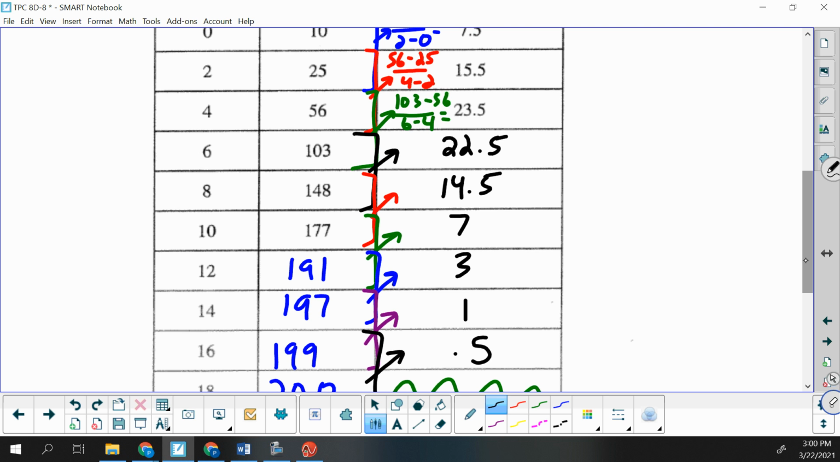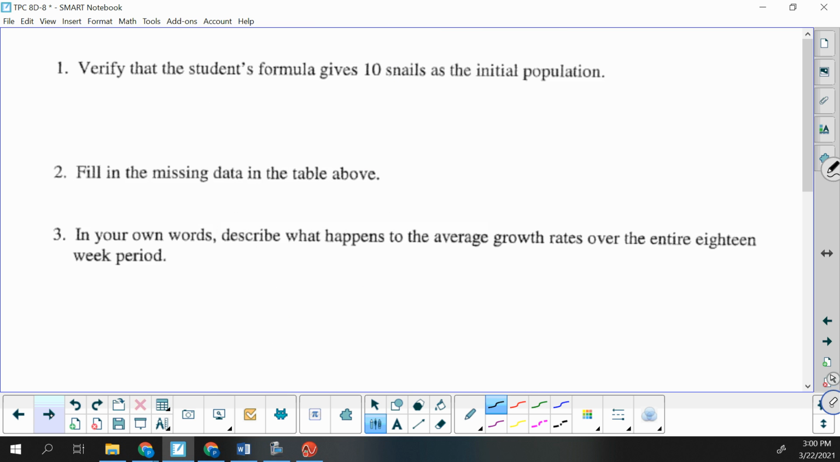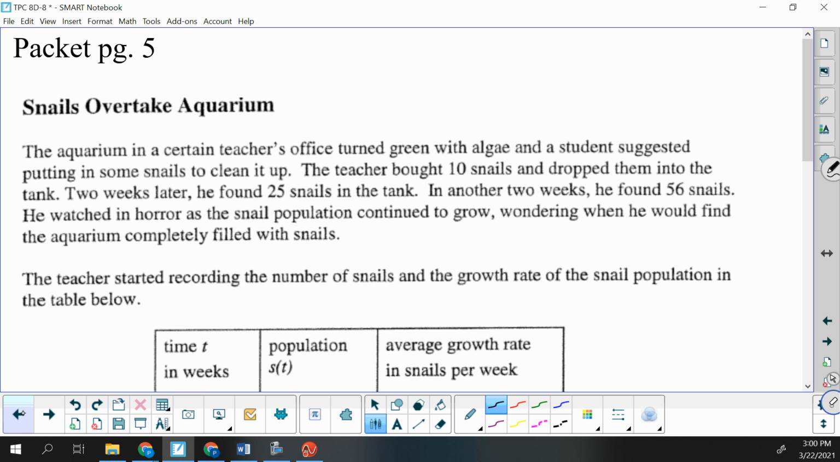So if we go over to the next page, we're going to skip 1 and 2 because we've essentially already filled in the whole table. So in your own words, describe what happens to the average growth rate over the entire 18-week period. Well, that's kind of like what we were just talking about.